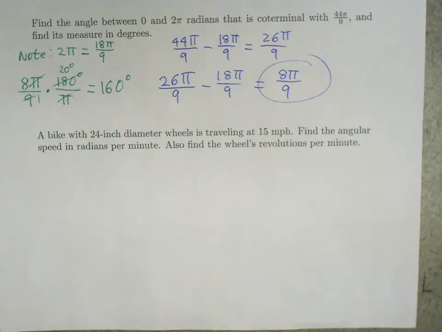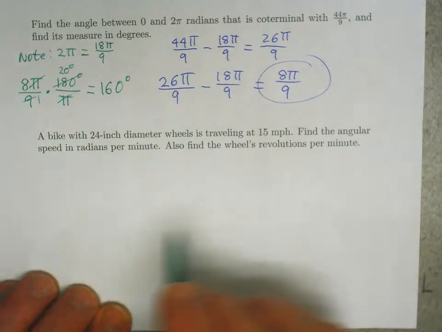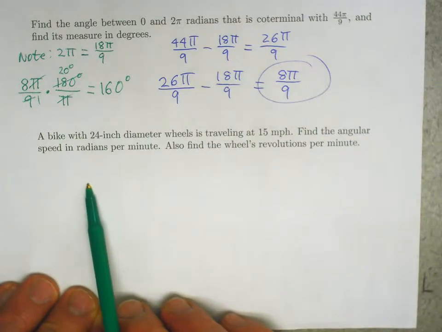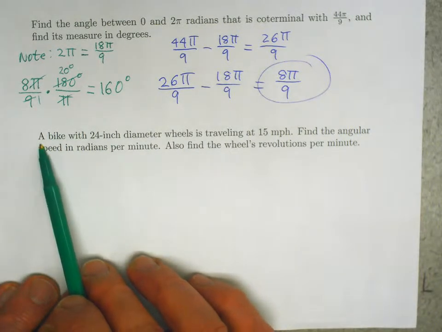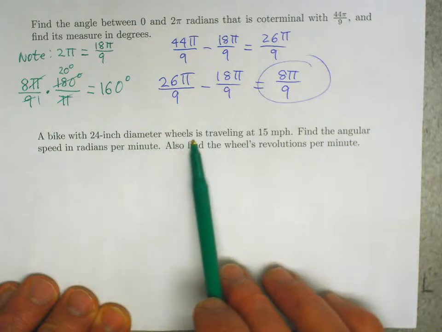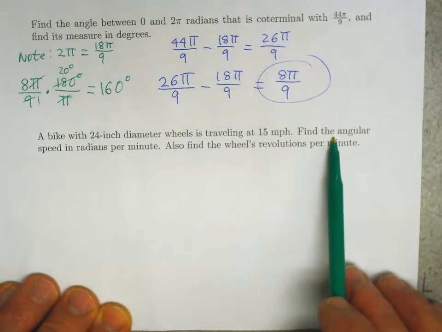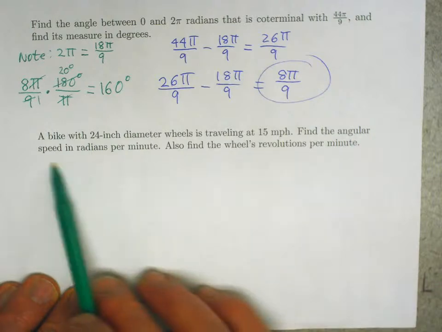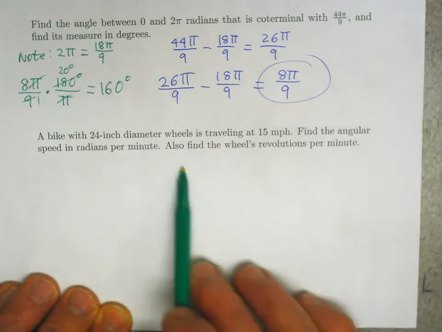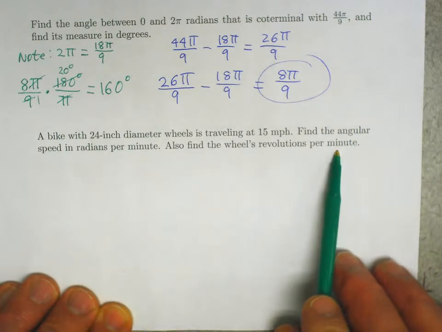Well, we won't have time to complete this one. I can write down one thing until time runs out. A bike with 24-inch diameter wheels is traveling at 15 miles per hour. Find the angular speed in radians per minute. Also find the wheel's revolutions per minute.